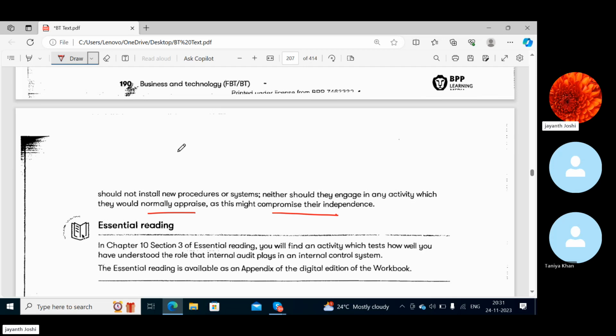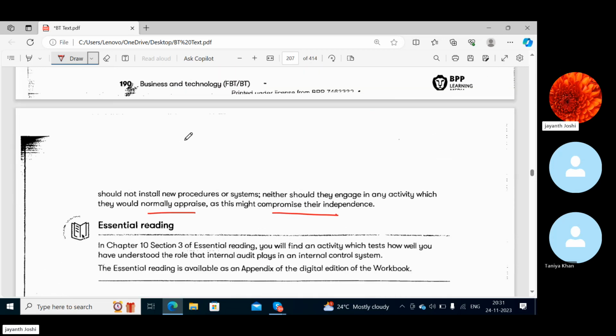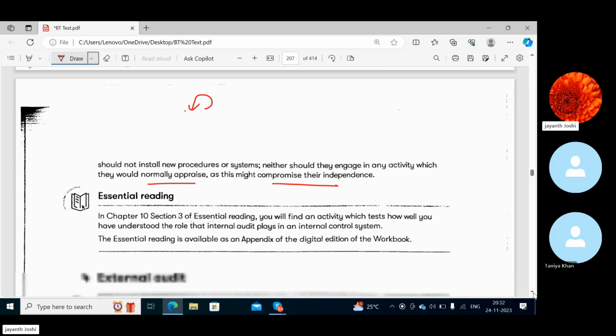See, suppose I am making certain accounts, and I am also the one auditing them. Where will I be picking out my mistakes, or finding faults? I'll always try to appraise myself, but that should not be happening. Whatever work you do, a third party should see it and do the appraisal, not you yourself. So that can be a compromise of their independence.